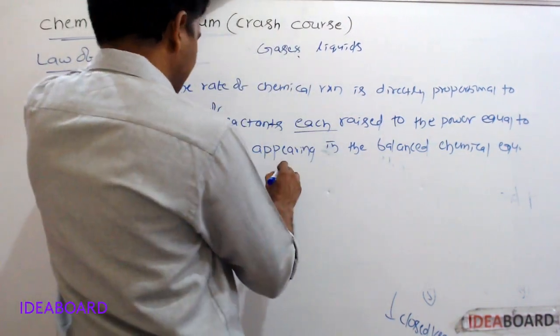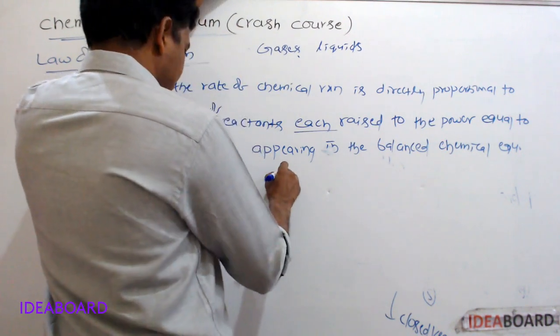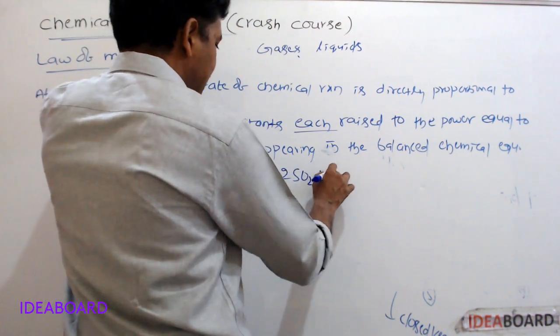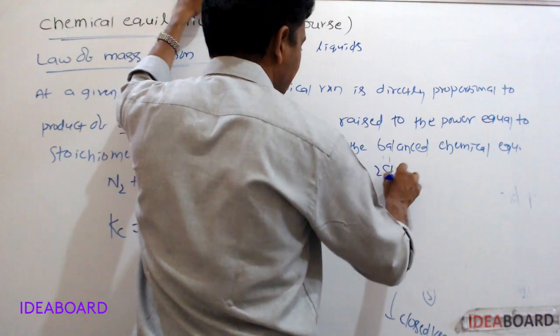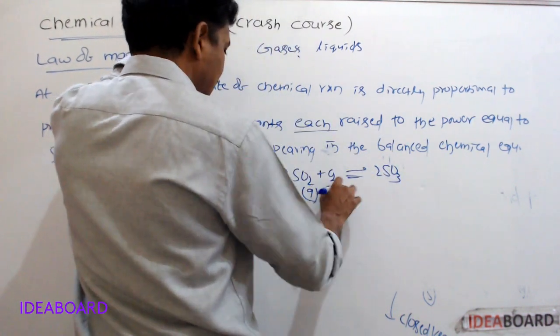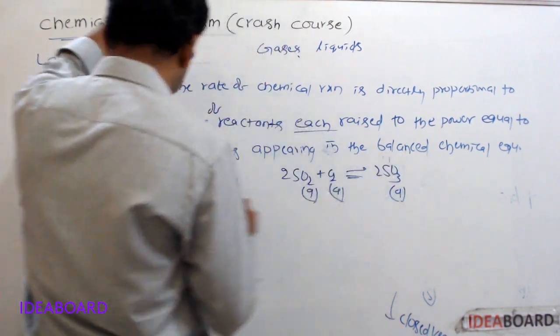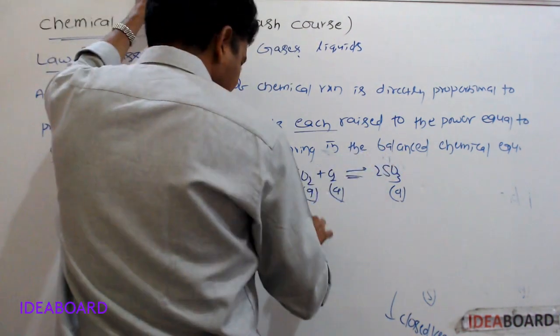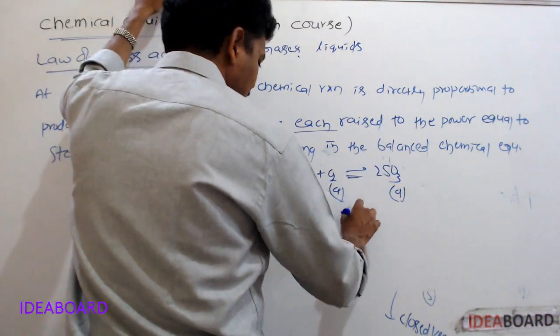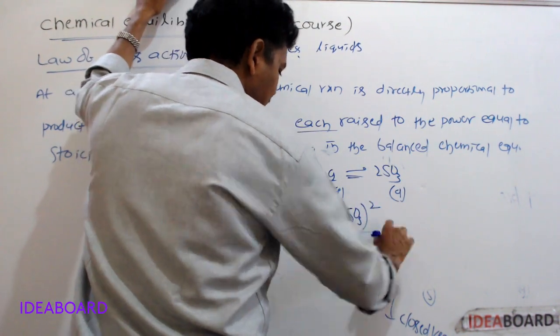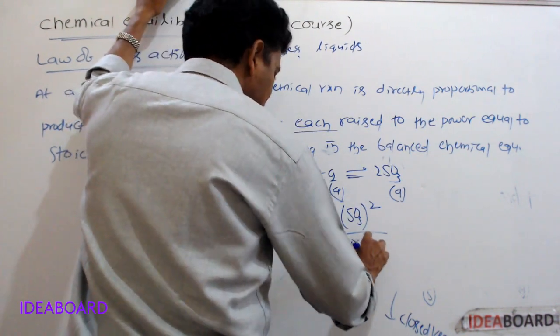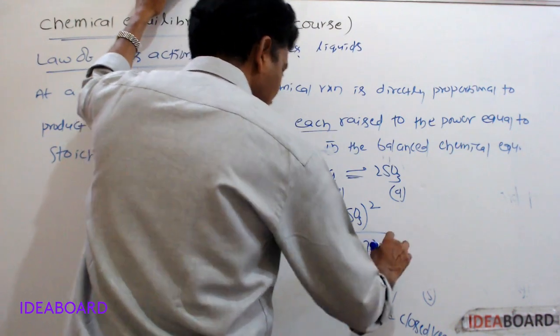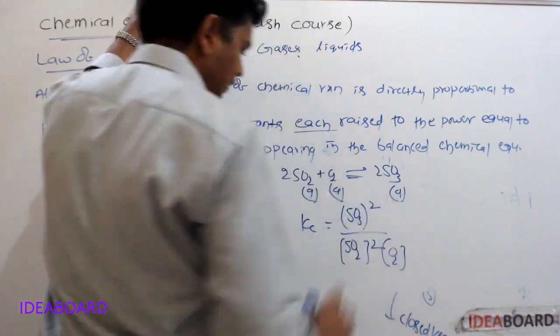Suppose if we take this reaction, 2SO2 plus O2 gives rise to 2SO3. All are gases. For this reaction, Kc is equal to SO3 concentration square divided by SO2 concentration square into O2 concentration.